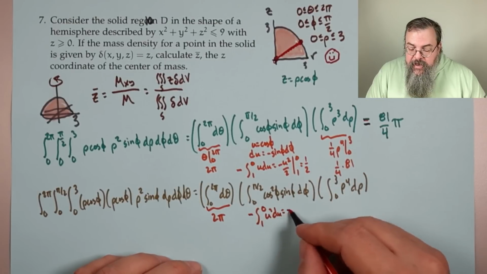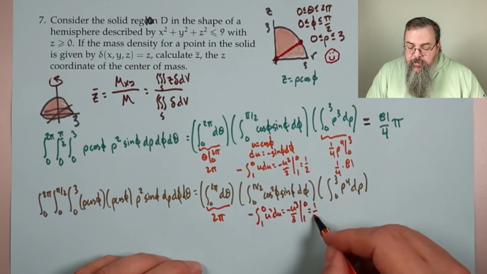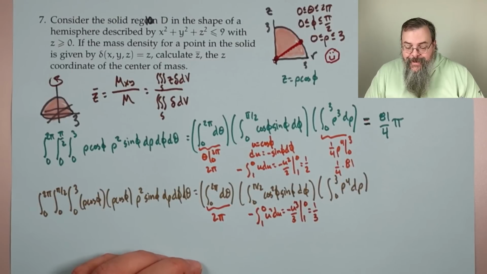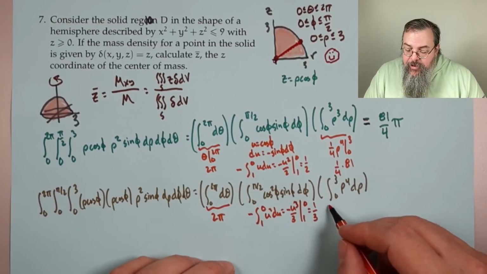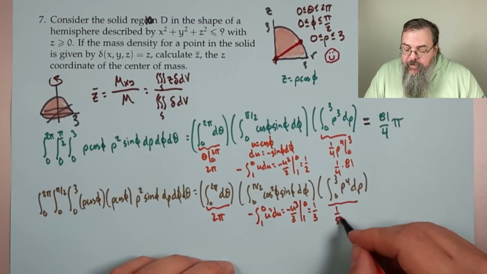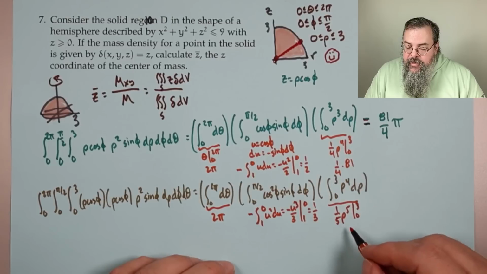So that becomes minus u cubed over 3, and evaluating from 1 to 0, which becomes 1/3. All right. Now, last one here. Well, that's 1/5 rho to the 5th, evaluated from 0 to 3. And okay, so that's 1/5 times 3 to the 5th.